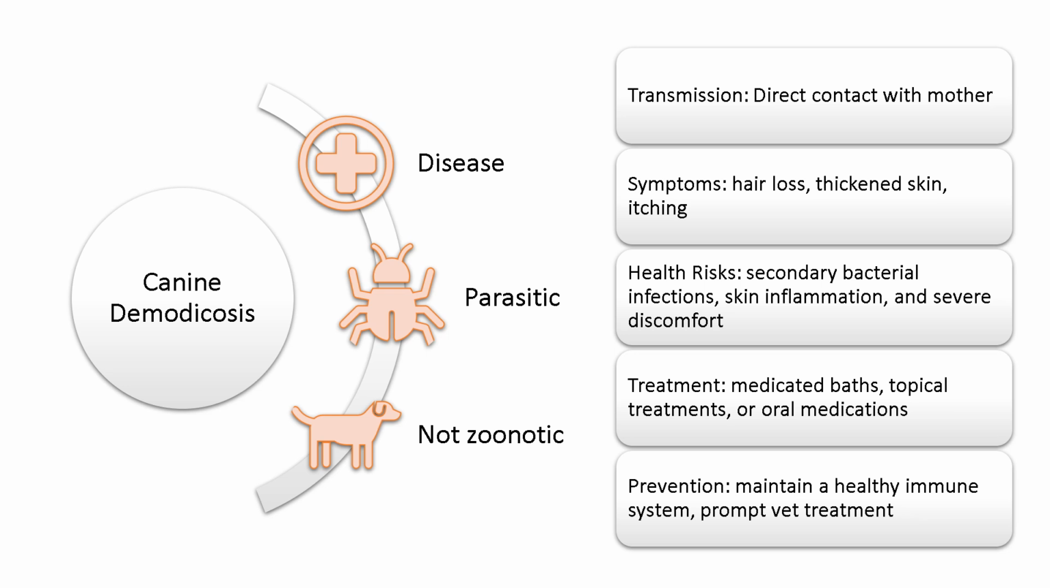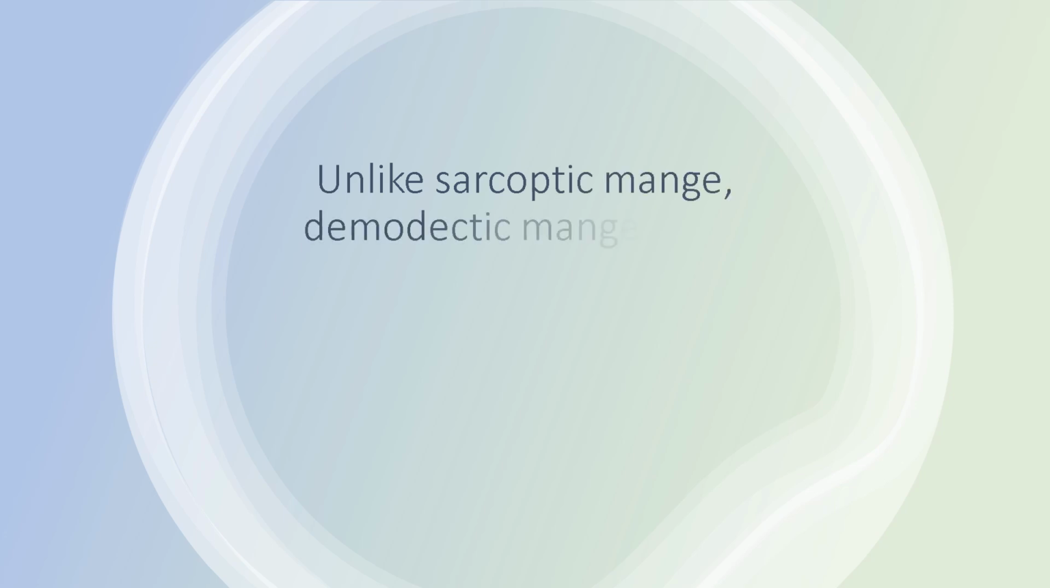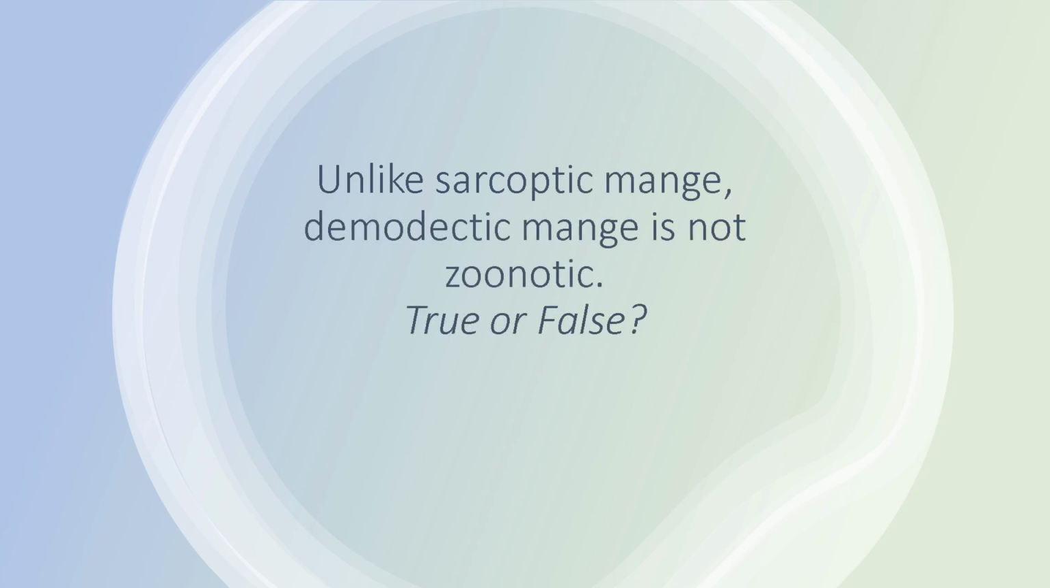In the salon, minimizing stress for affected dogs and disinfecting grooming equipment after use are essential to prevent any risk of secondary infection. Prevention involves maintaining a healthy immune system, as dogs with robust immune systems typically keep mite populations under control. Regular vet checkups and prompt treatment of skin issues can also help. Canine demodicosis is not zoonotic, and Demodex mites are species-specific, meaning they cannot infest or cause issues in humans. Unlike sarcoptic mange, demodectic mange is not zoonotic.